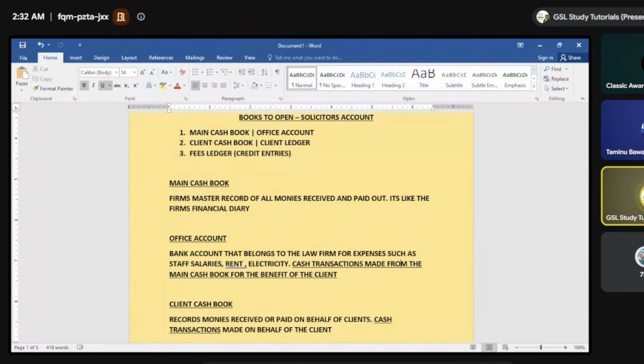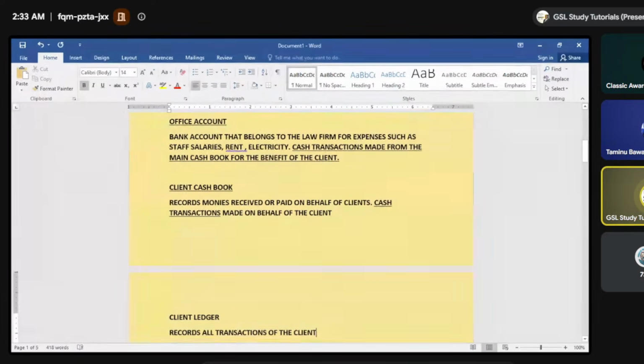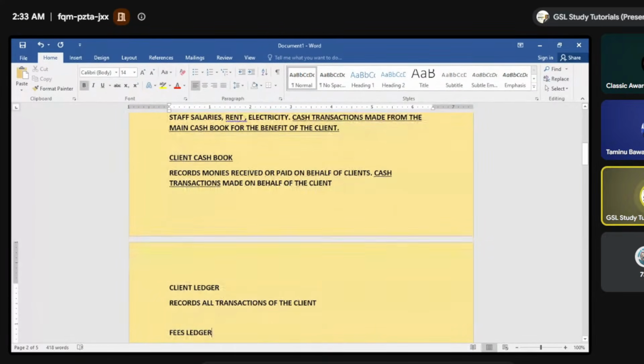Yes, and then they added here in the manual that payments made by the law firm on behalf of the client are recorded. Okay. Then they spoke about the client's cash book. This contains entries of cash transactions related to the firm and its client. Good. Cash transactions made on behalf of the client. Good. Then the client ledger records all transactions of the client or contains accounts of individual clients.